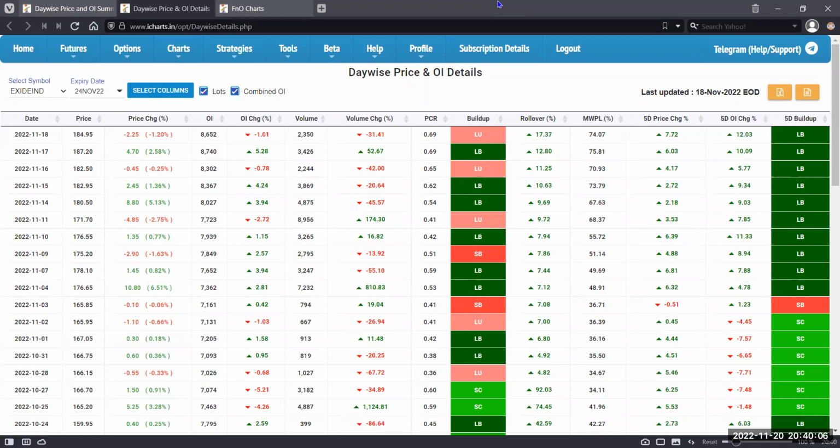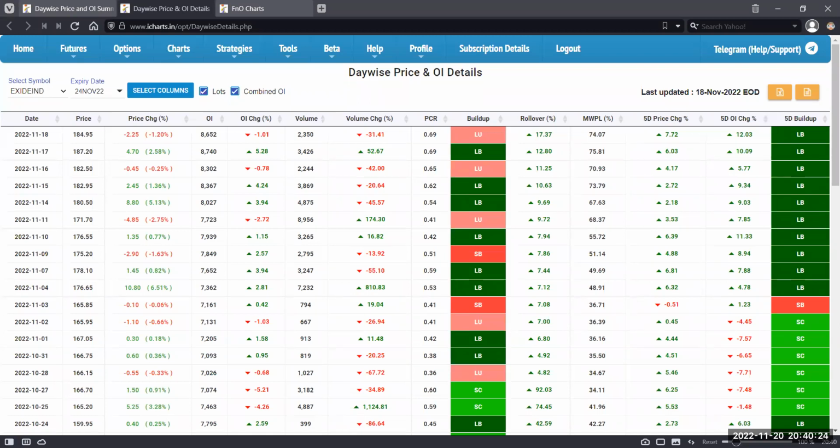An option to select as in the money or at the money. Okay. Yes, let me just quickly copy this, I'm just noting it down. I'll discuss this with my team.